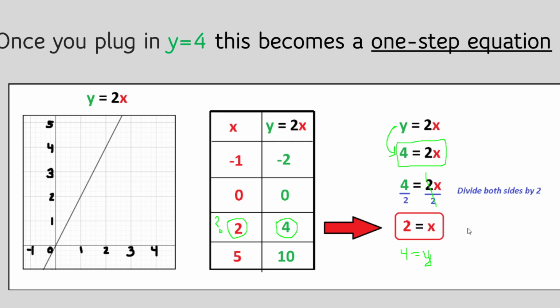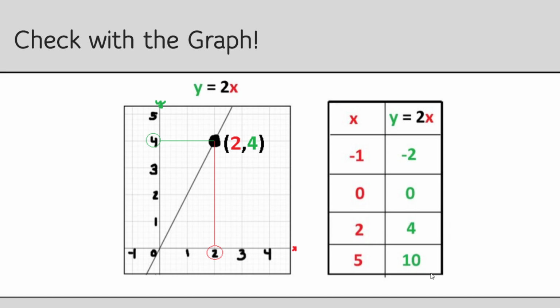So our solution would be the point 2, 4. And I'll show you that. If you look at the graph, if it's a solution, this point here should be on it. Well, when x is 2, you see that y is 4. So this must be the point 2, 4. And so we did it right. It's on the graph, so we must have done it correctly.